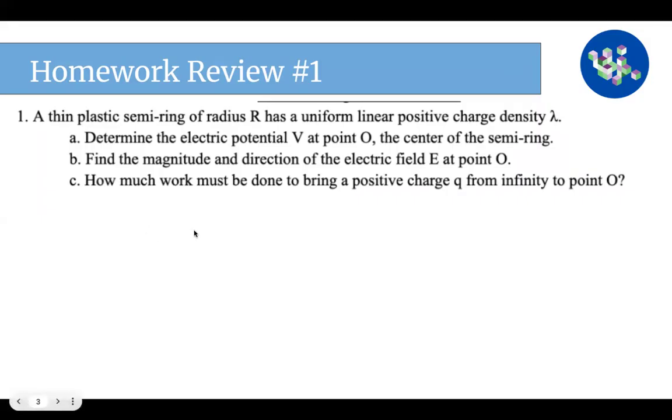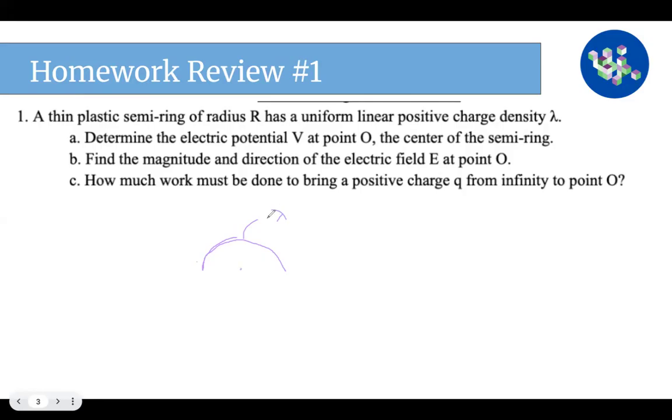So let's draw a picture. I'll draw the semi-ring like a semicircle, and it has uniform linear positive charge density lambda. We want to determine the electric potential V at point O, which is the center of the semi-ring.